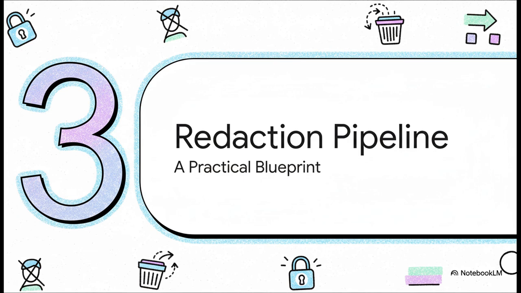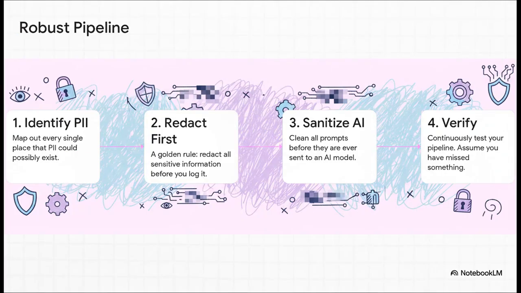So, with all these hidden dangers, you can't just sprinkle these tools around and hope for the best. You need a system. You need a redaction pipeline. So let's talk about a practical blueprint for what that looks like. Okay, 4 steps. First, you have to map out everything. Go on a hunt and identify every single possible place PII could exist in your system. Second, and this is the golden rule, you redact before you log. Seriously. Once sensitive data hits a log file, it's an absolute nightmare to clean up.